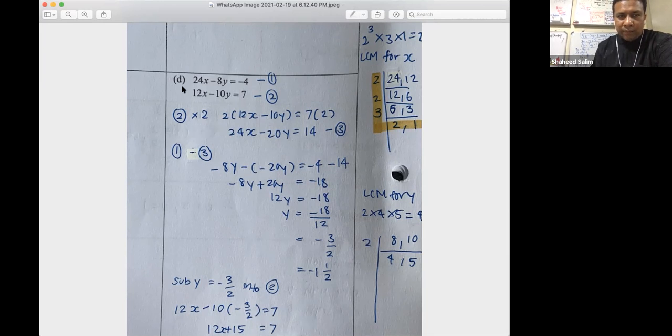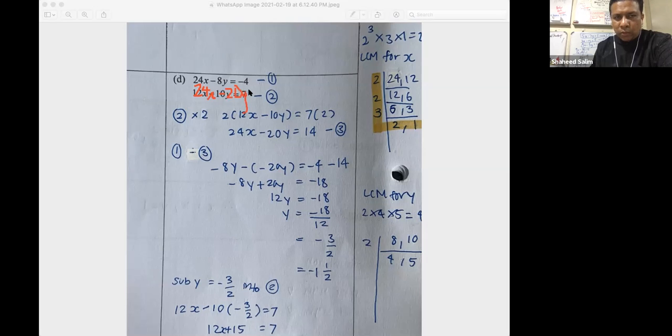So I'm going to write this here. Imagine now it's 24x minus 20y equals to 14. You see now, immediately when you take equation 1 minus this equation 3, 24x disappears. Do you realize that? That's called the elimination method. Why does he want to do that?